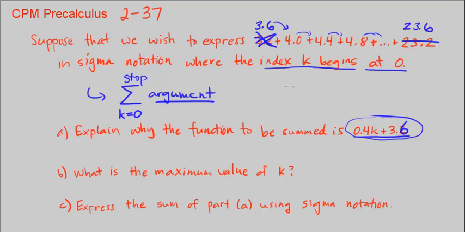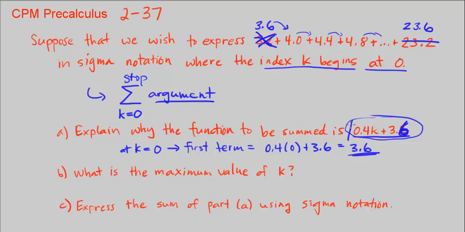So why must the function to be summed start with this as the argument? Well, because they require us to start at k equals 0, the first term is going to equal 0.4 times 0 plus 3.6. Again, make sure you change this to a 6. And when you add those, 0 times 0.4 is 0, you get 3.6. So if you're starting at k equal to 0, you must have this as your expression, because the first term has to equal 3.6 as it does in our series.